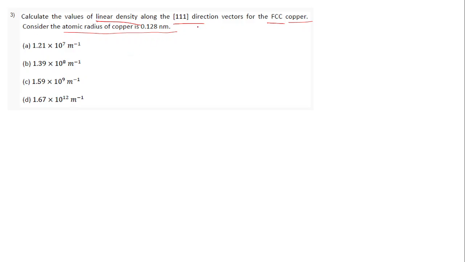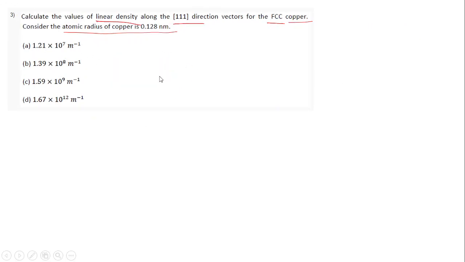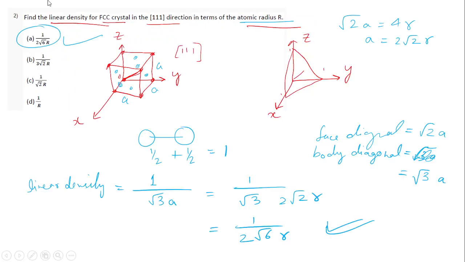So the procedure is the same. We have to identify which direction it's talking about, and just now we did the 111 direction for FCC. We have already done the linear density relation. The whole procedure is the same. We first make this FCC cubic crystal, identify the direction, which is the body diagonal, and then see how many atoms lie on this direction vector. We can see half of this, that means effectively only one atom on this direction vector, and then the number of atoms is divided by the length of that direction vector.